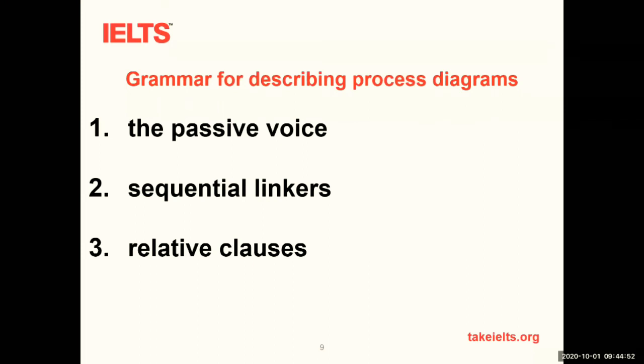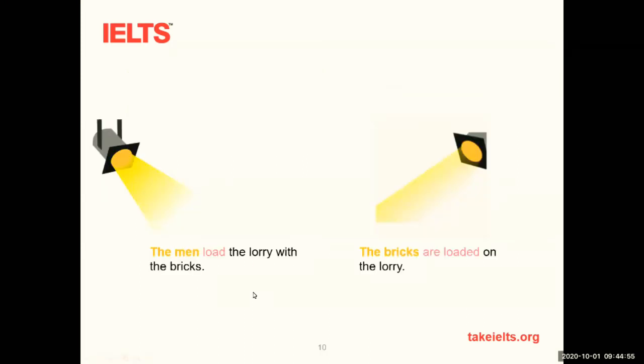So another way of looking at it is, it's like being in a theatre and changing the spotlight. So if we're using the active voice, we want the spotlight on the people doing it. So the men load the lorry with the bricks. But when we're describing a process, we're more interested in the object, the thing that's being made. So in that case, we change our spotlight and we put it onto the object, the bricks, and then we use the passive. The bricks are loaded on the lorry. We're not very worried about who's doing it.